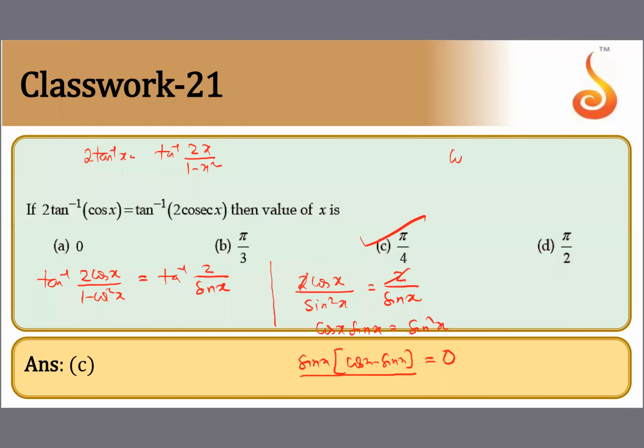Basically, you have to write it like this. Cos x by sin square x minus 1 by sin x is equal to 0. Taking 1 by sin x common, we get cos x by sin x minus 1 equal to 0. You get cot x equal to 1, x equal to pi by 4.